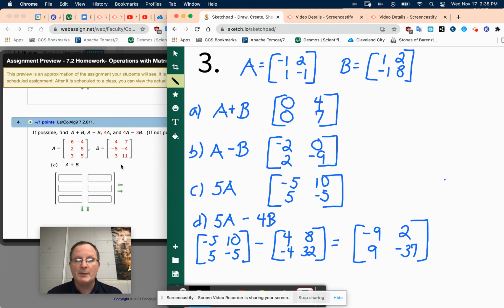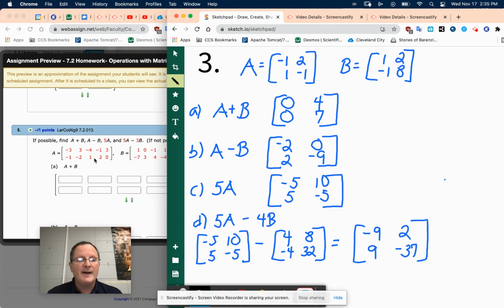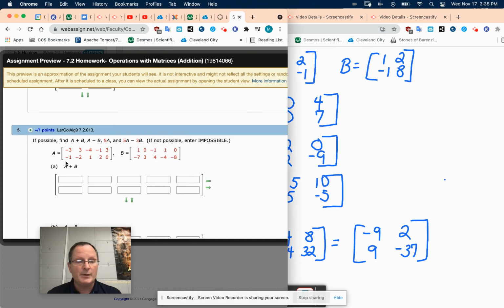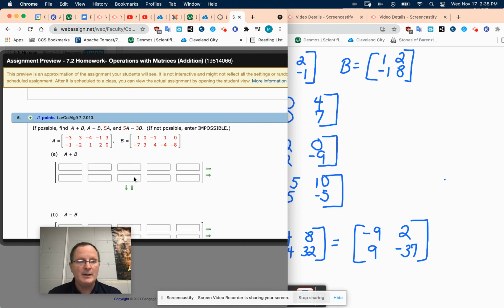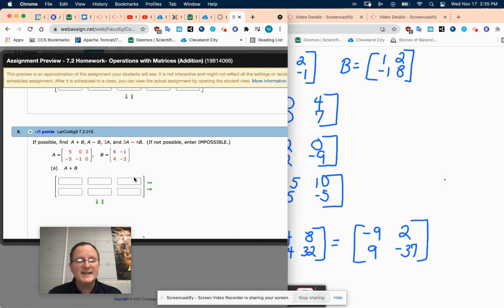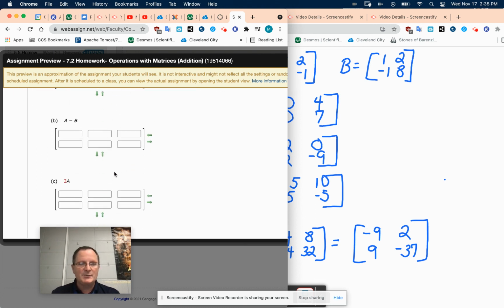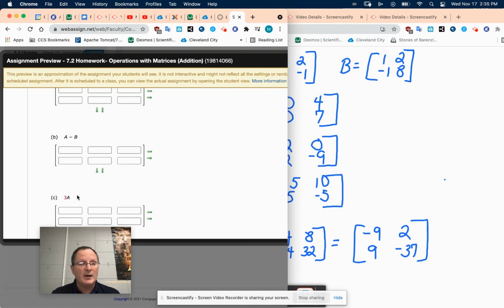All right, now, so here's what I was saying on number 4. Same dimensions, you'll be able to do all of them. Number 5, same dimensions also. They're each 2 by 5s, so that'll be okay. Number 6, we can't do the addition because they're not the same, and can't do the subtraction. We can do a scalar multiplication.